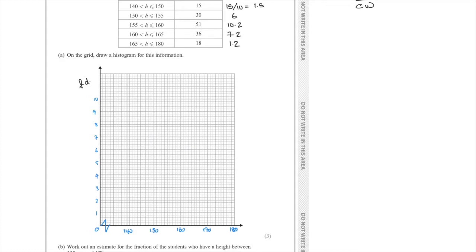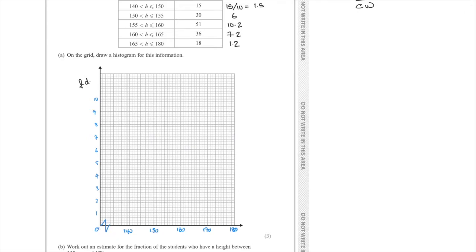So now it's time to start plotting. Now, when I go to plot this, I am going to be plotting that class interval, so from 140 to 150, and it only goes up to 1.5. So that's a little graph that only goes up to there and around. Also, notice I put a little break in the line.